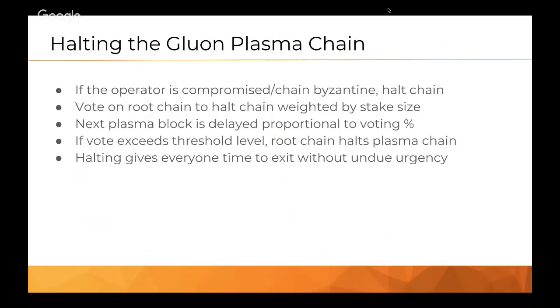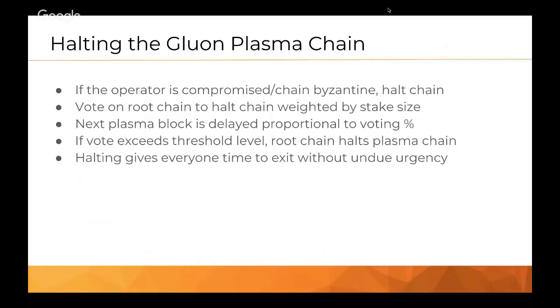And we do this by voting on chain, and the voting is weighted by stake size. What that means is someone who is holding 50% of the assets on the root chain, that person's vote is 50% of the total vote. It's not per person, it's per money at stake. And when you vote, you actually delay the next block.